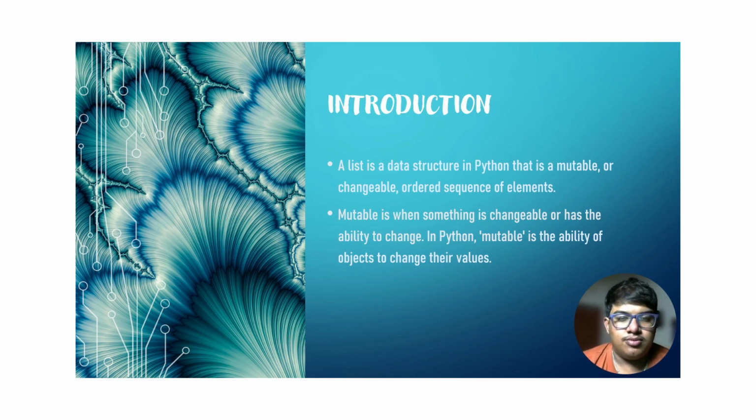To introduce you, let me tell you what a list is. A list is a data structure in Python that is mutable and has an ordered sequence of elements. For you to understand what mutable is, mutable is when something is changeable or has the ability to change. In Python, mutable is the ability of objects to change their values. As I explained in the previous video, an object is a collection of variables and functions.